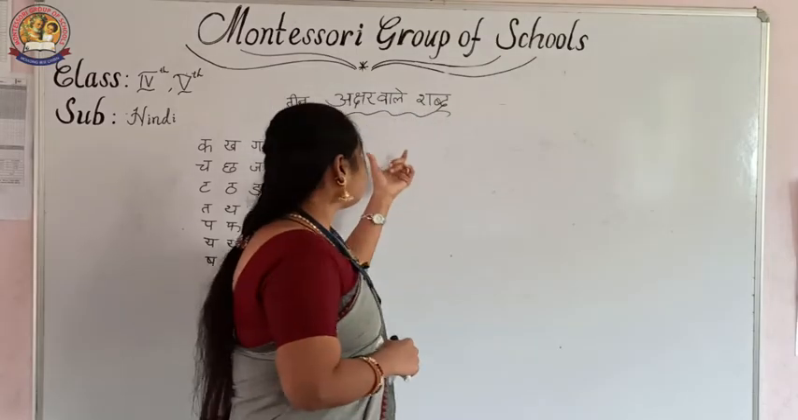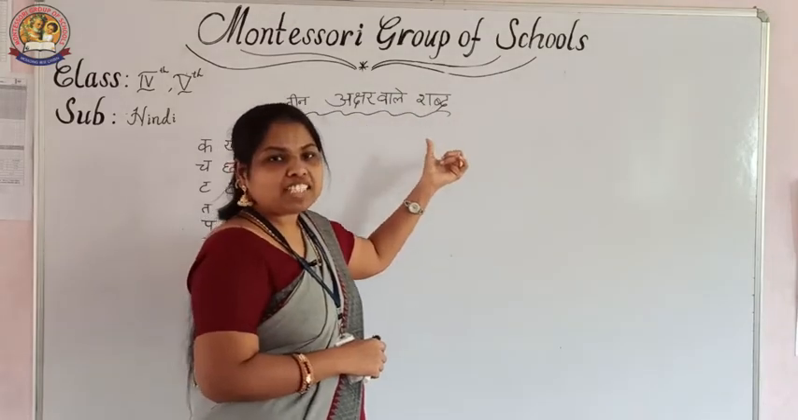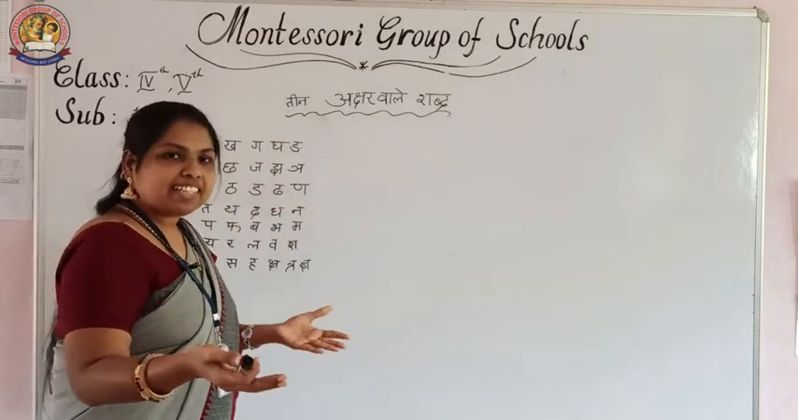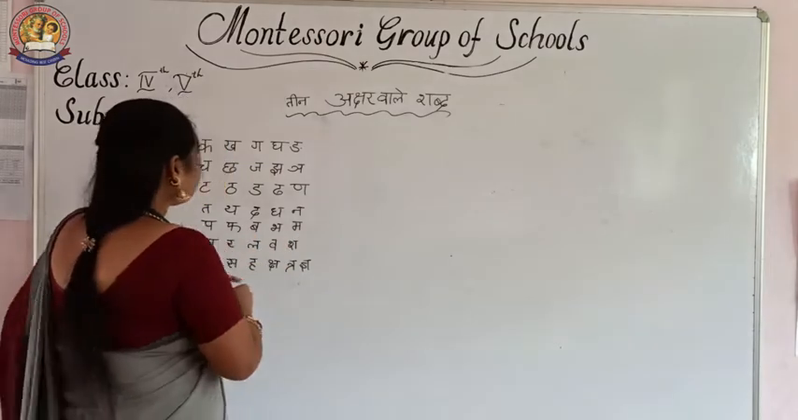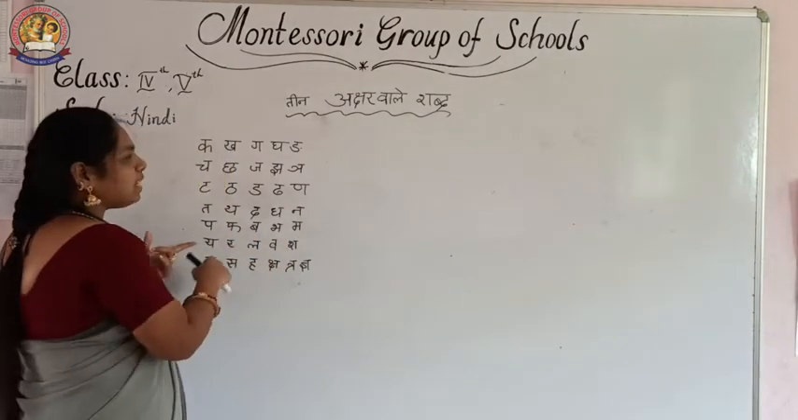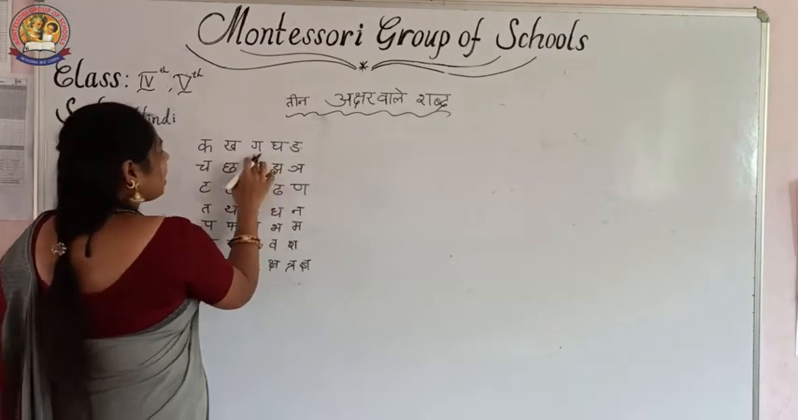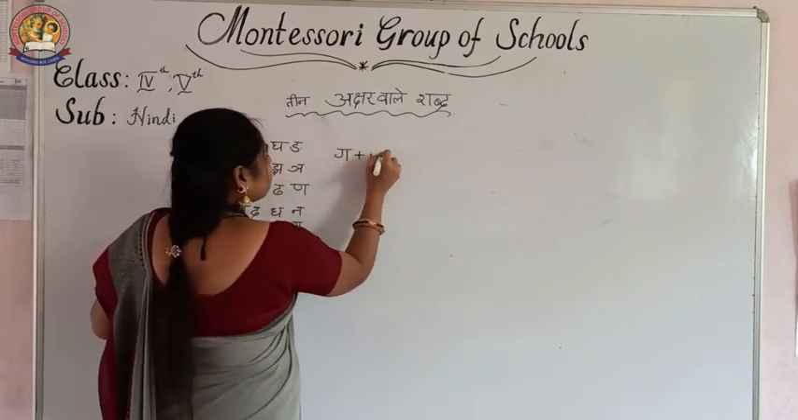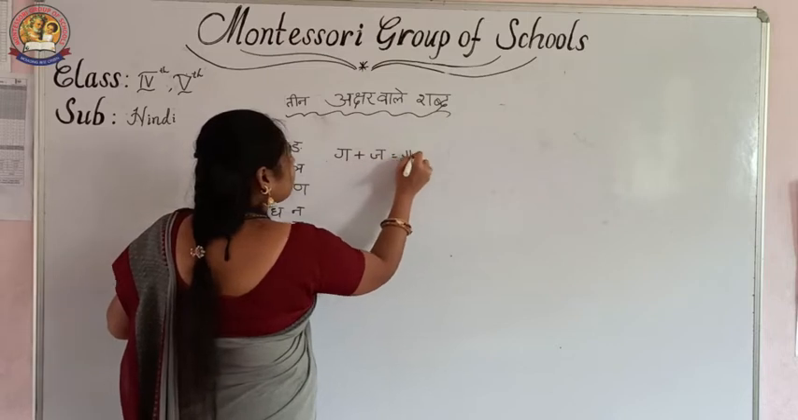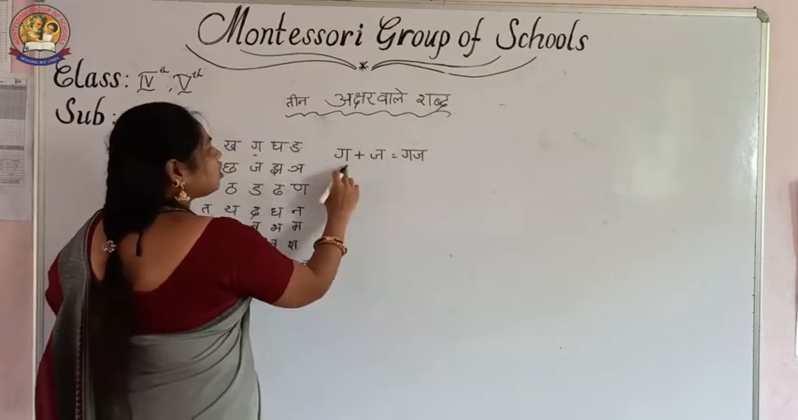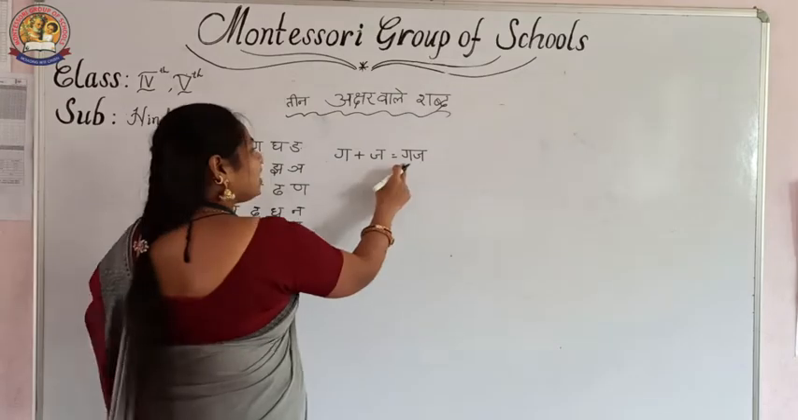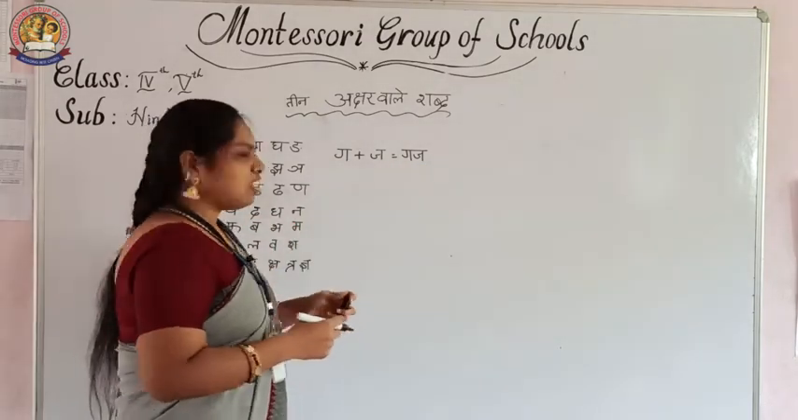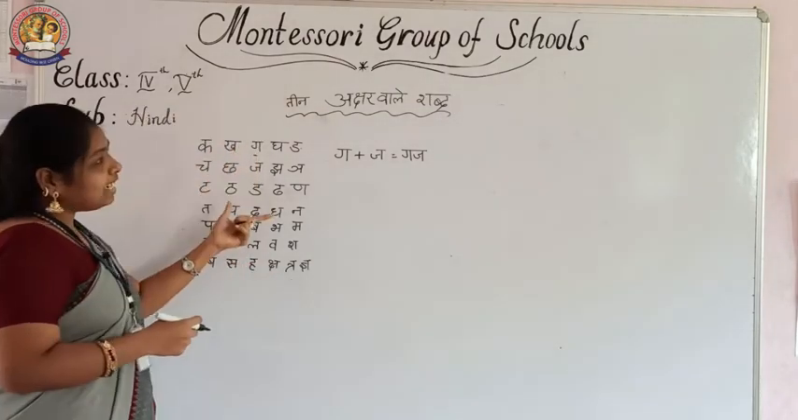Now I am going to explain 3 अक्षर वाले शब्द, 3-letter words. How to form 3-letter words? Same as 2-letter words. How we formed: ga plus ja is equal to gaj. I explained, no? These 2 letters, if we join, will become a word. Ga plus ja, gaj.